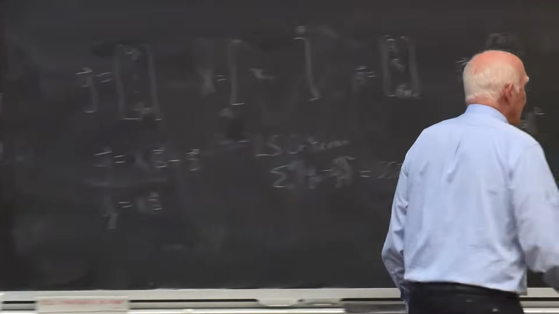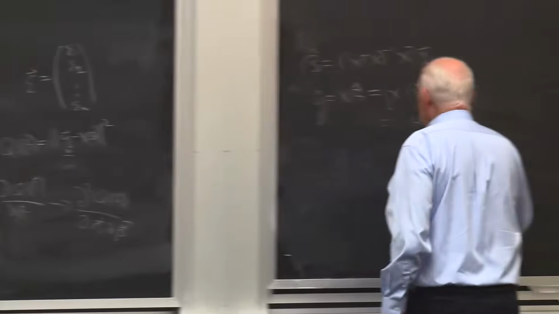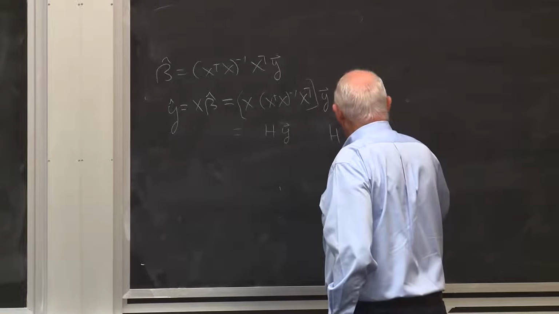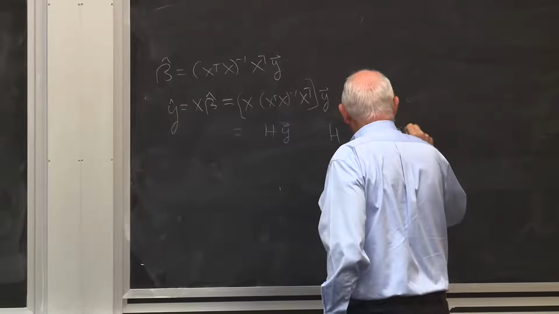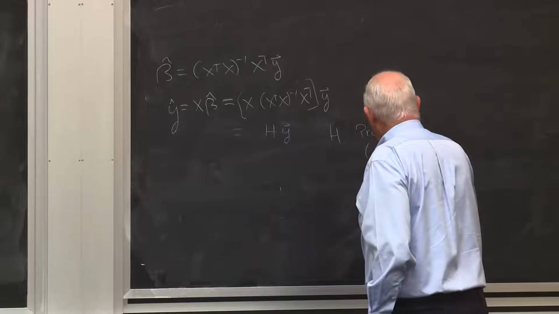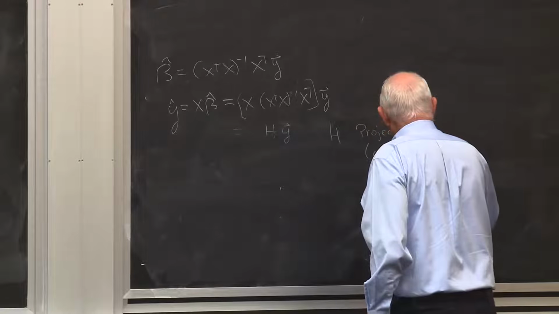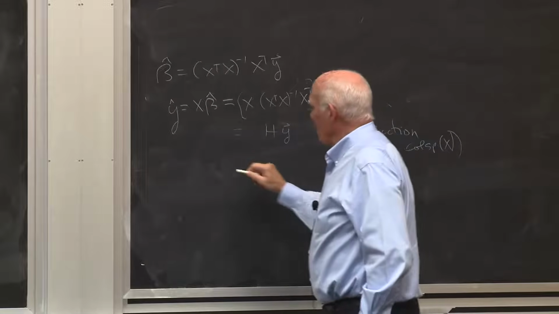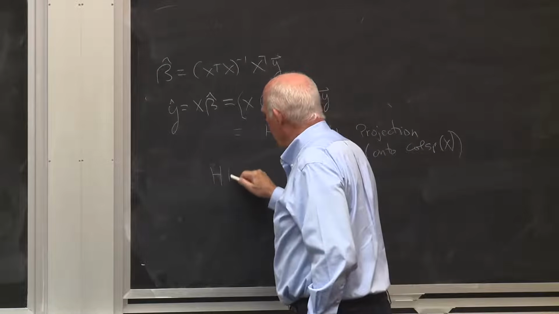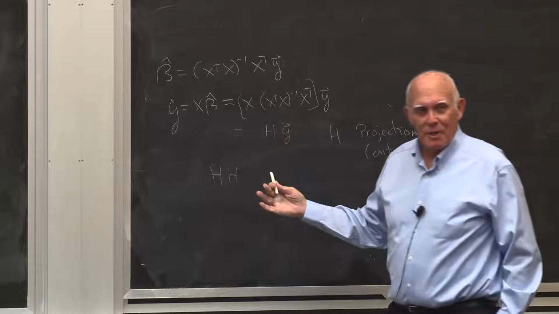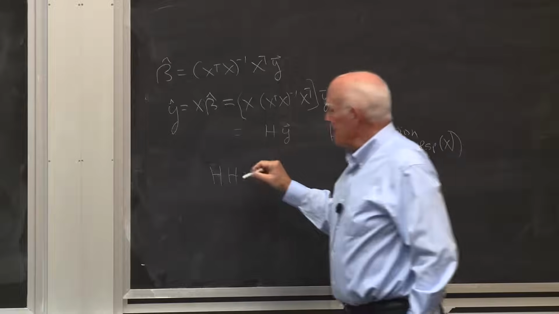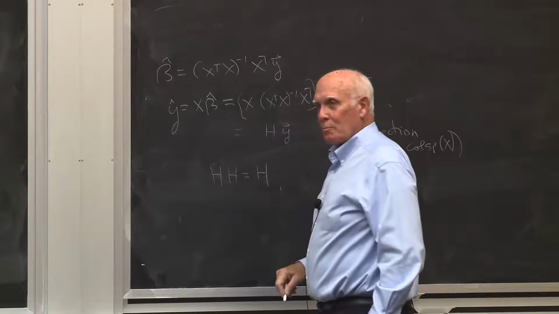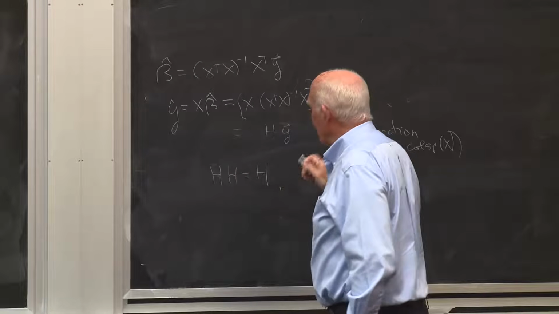From memory, it's a projection onto this column space of X? Yes, it is, exactly. So H is a projection matrix, and it's onto the column space of the X matrix. Now, what are properties of a projection matrix? If we multiply the projection matrix by itself, we actually get the projection matrix.